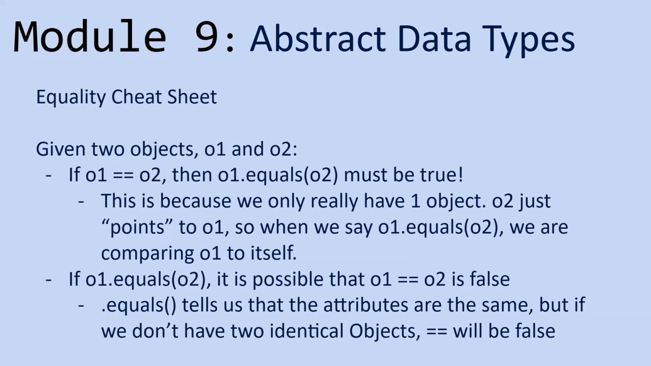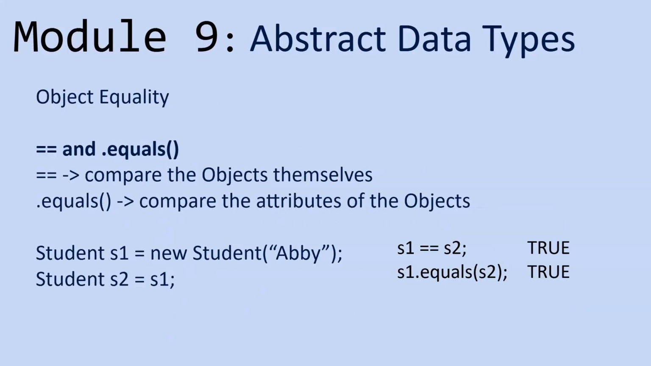All right, and now, a quick cheat sheet to refer to for stuff related to object equality. So if we have two objects, o1 and o2, doesn't matter what their type is, if o1 double equal signs o2 is true, then o1 dot equals o2 must be true. And that's because we really only have one object. o2 in this case would just be pointing to o1. So it would be like this example.